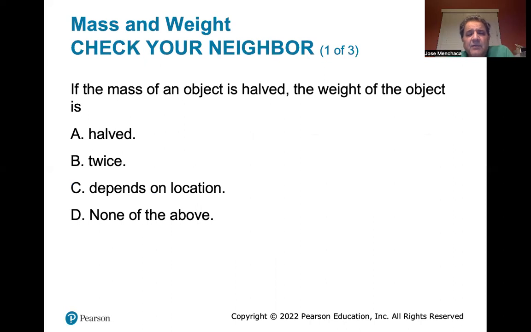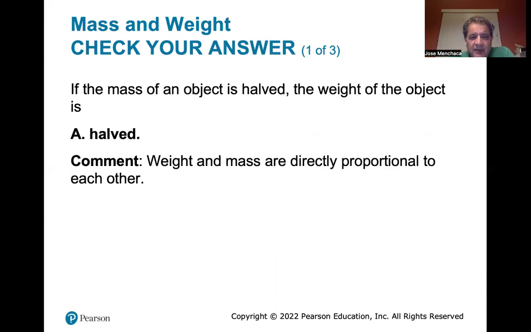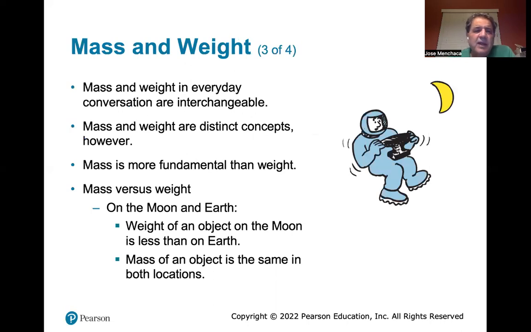Okay, if the mass of an object is halved, the weight of the object is halved, right? It's halved. It's not twice. It does depend on the location, but it is halved. Weight and mass are directly proportional to each other. Mass and weight in everyday conversation are used interchangeably, but they're not really. In the physics concept, mass and weight are distinct concepts. However, mass is more fundamental than weight.